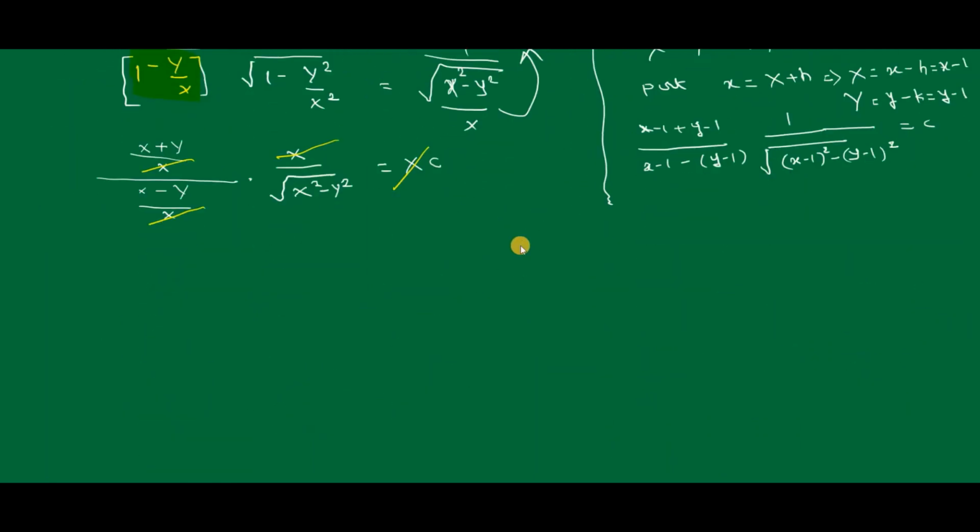And we can also write it as x plus y minus 1, and this minus 1 is equal to minus 2, divided by, in the denominator x minus into this y is minus y, minus into this minus 1 is plus 1, and this minus 1 gets cancelled, into 1 divided by square root of, you can simplify or write as it is, that is x minus 1 whole square minus y minus 1 whole square is equal to c. This is the required solution.